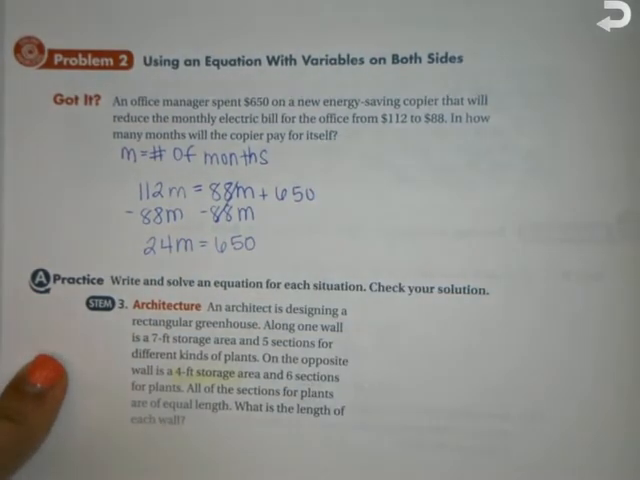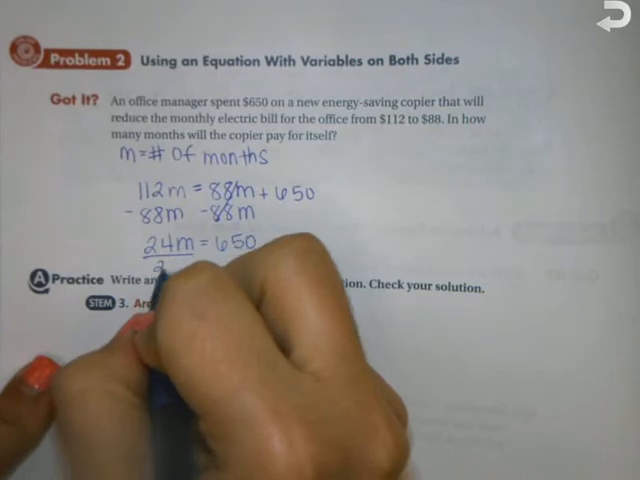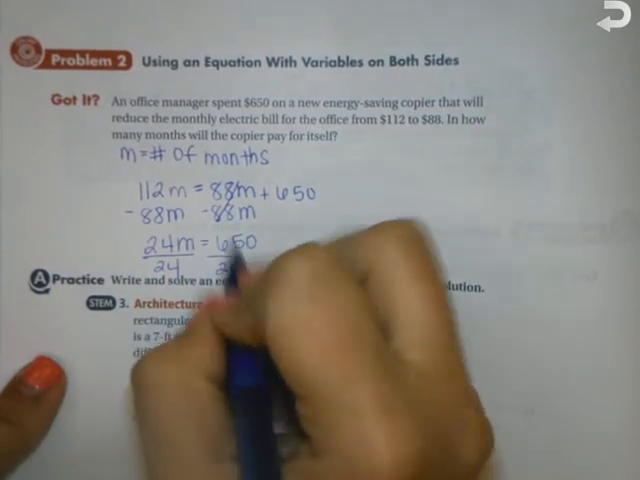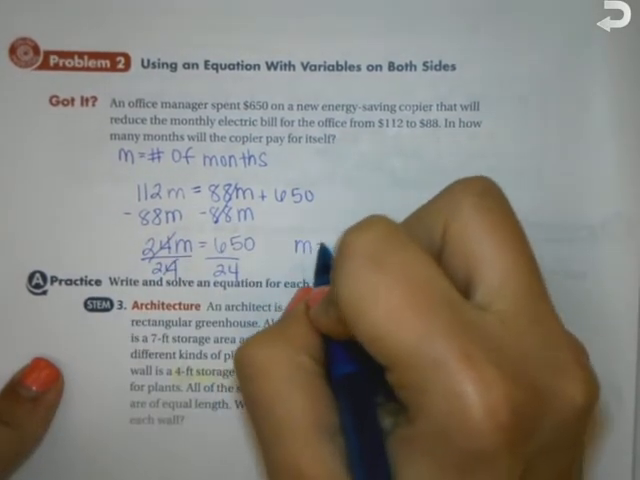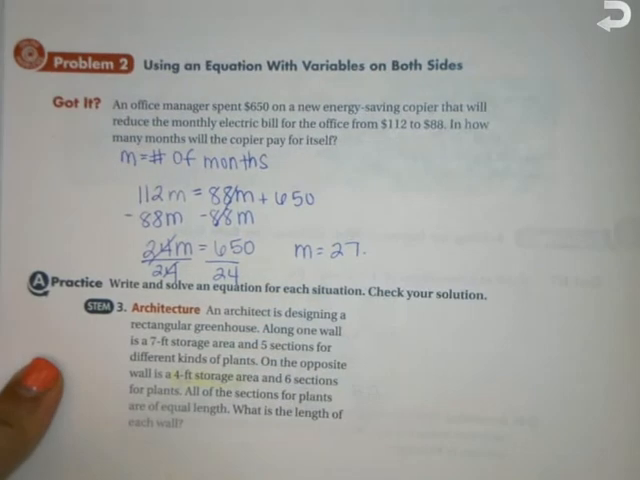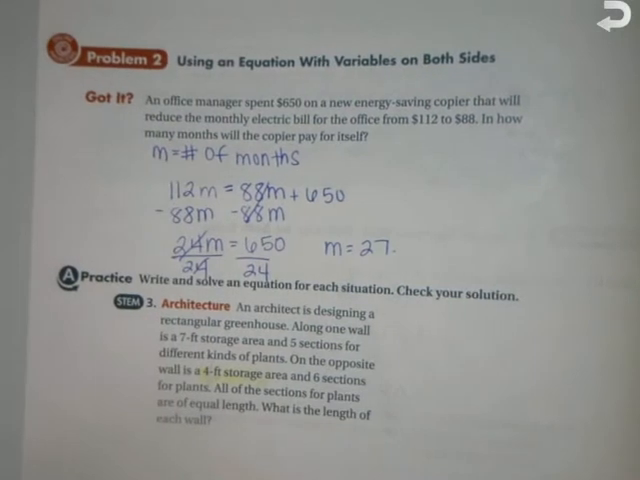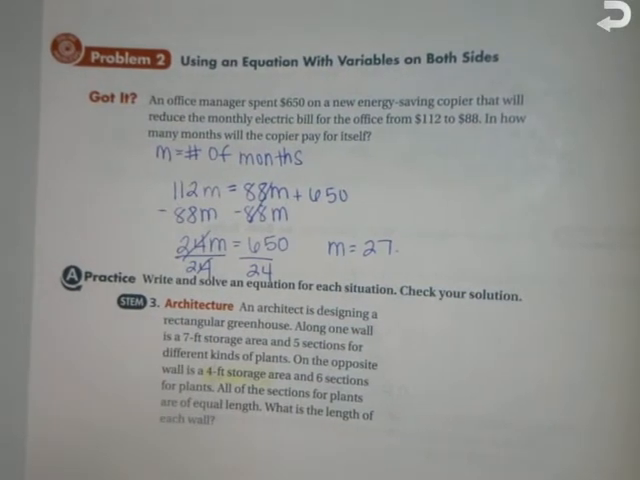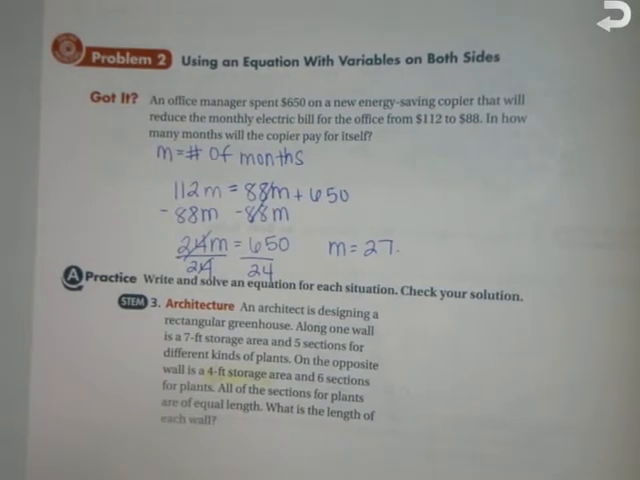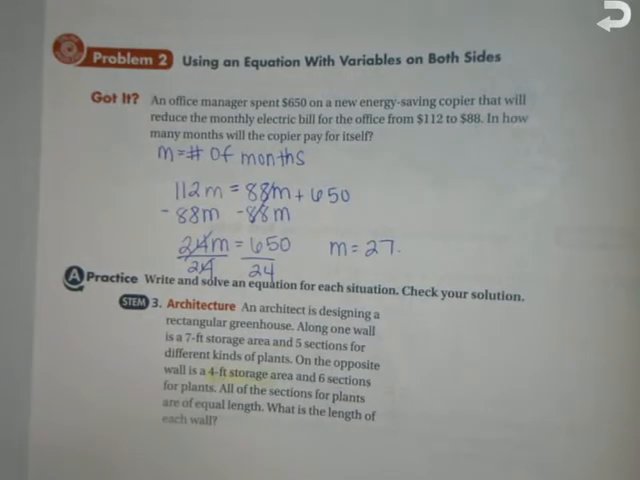Perfect. Now this one came out to a decimal. What'd you guys get? 27.777? That's not right. It should be 27.083.